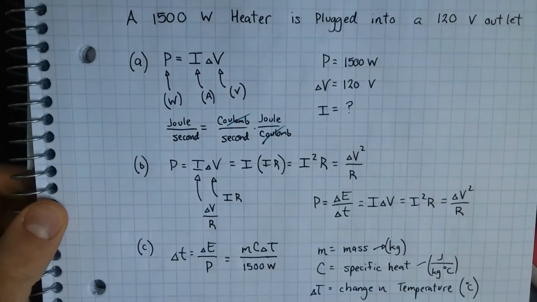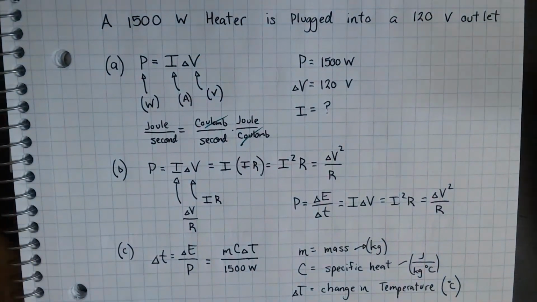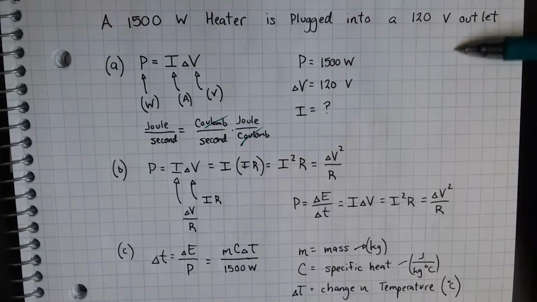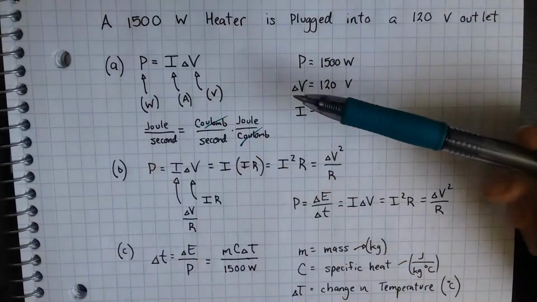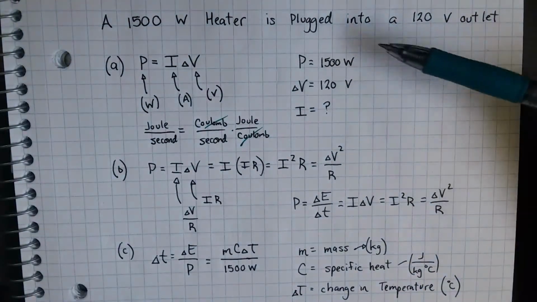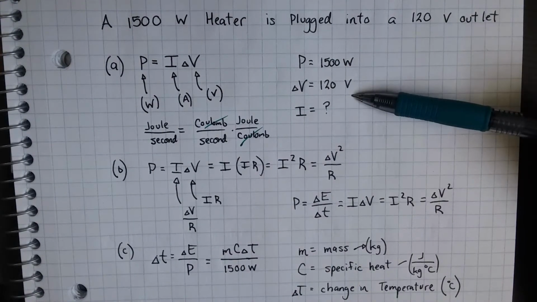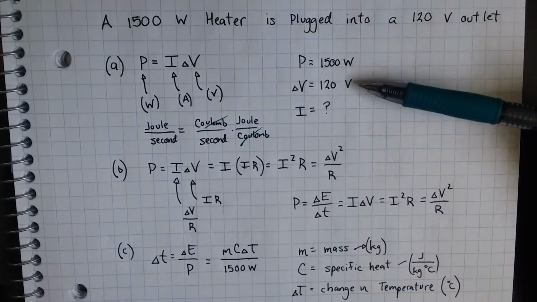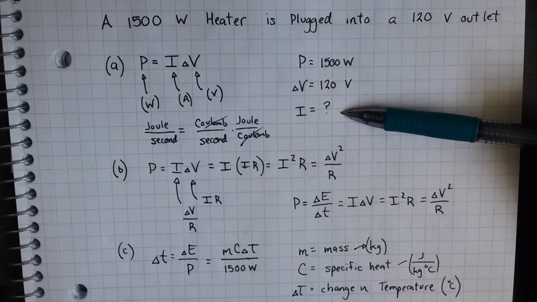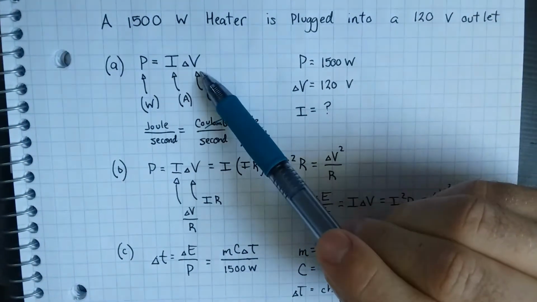Everybody, this is a walkthrough about the 1500 watt heater problem plugged into a 120 volt outlet. In this problem, we're given the power rating of the heater and we're given the potential difference that it's going to be plugged into. Those two together can help us find the current because P equals I delta V.